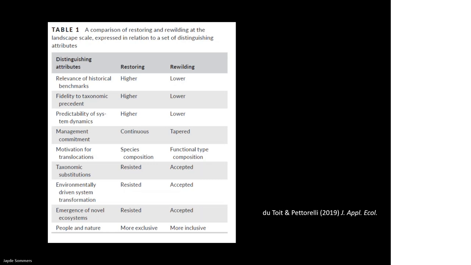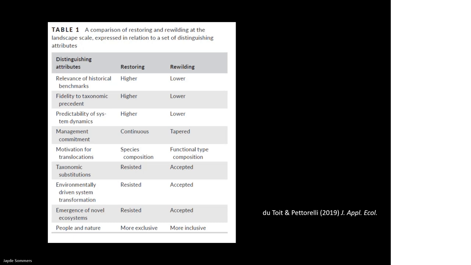So, to quickly summarize some of the main differences between restoring and rewilding: relevance of historical benchmarks for restoring is higher, rewilding it's lower. Fidelity to taxonomic precedent with restoring is higher, rewilding is lower. Predictability of system dynamics with restoring is higher, because you are forcing the system to go back to the way it was, and you're actually driving it to the way it was. And so the predictability is high. But with rewilding, predictability is low, because you don't know what's going to happen in that reorganization phase, what's going to make it and what isn't going to make it.